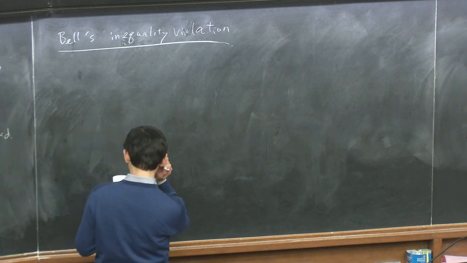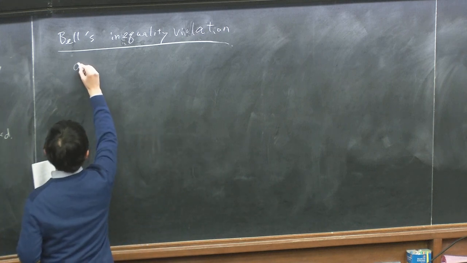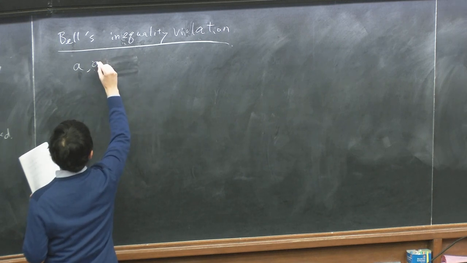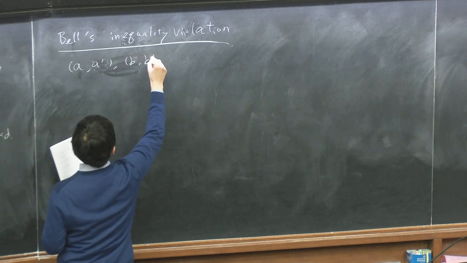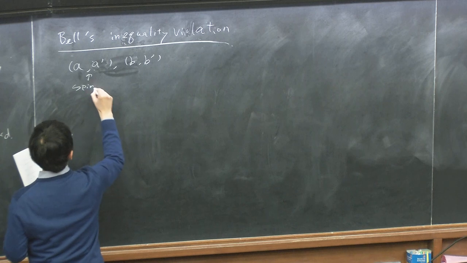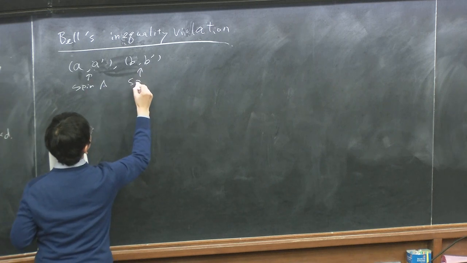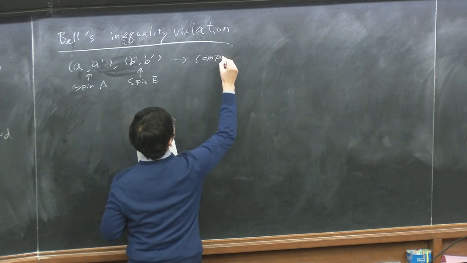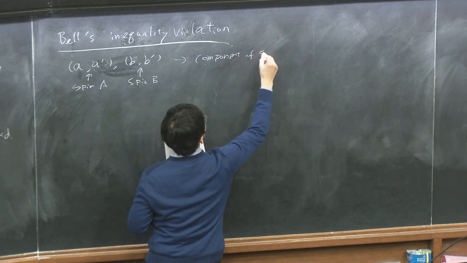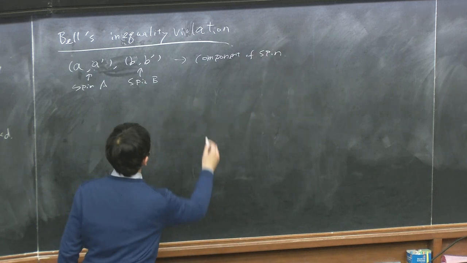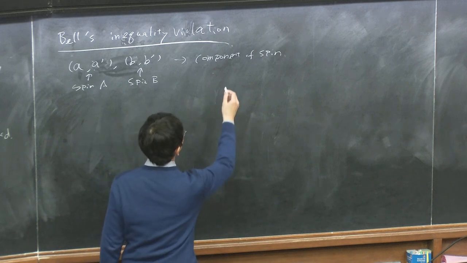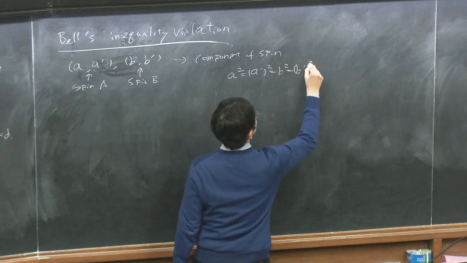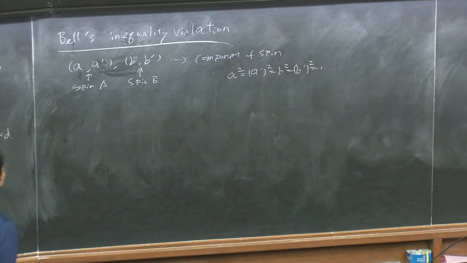So let me quickly give you this. For that, we define some A, A prime, and B, B prime. These are components of spin A and spin B. They satisfy, like Pauli matrices, you can imagine just Pauli matrices, that A squared is just one. So some operator whose square is one.